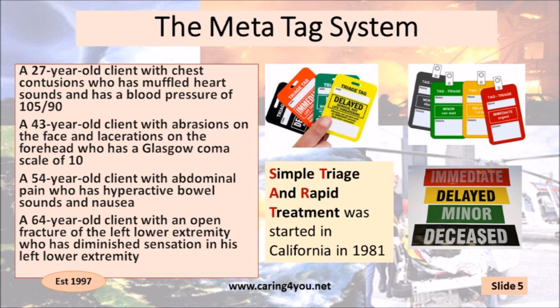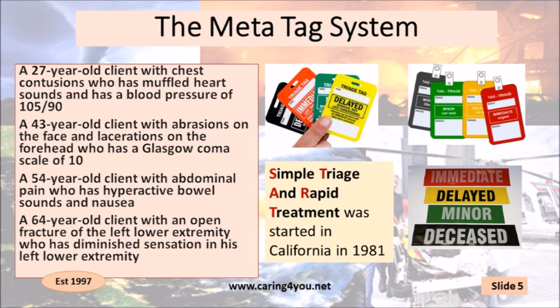Let's look at C. A 54-year-old client with abdominal pain and hyperactive bowel sounds and nausea. What color would they get? They can wait, right? So I would give them a yellow tag, right? And a 64-year-old client who has an open fracture of the lower left extremity, who has diminished sensation in his left lower extremity. What color would you give that person? You would give that person a yellow tag, right?